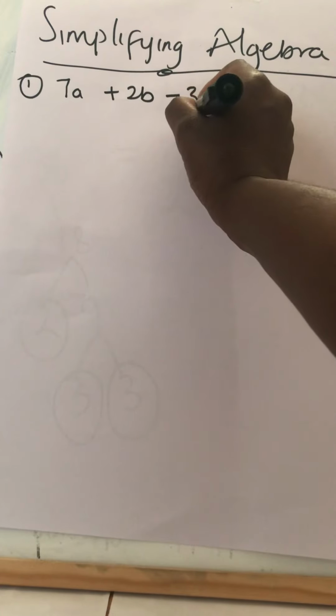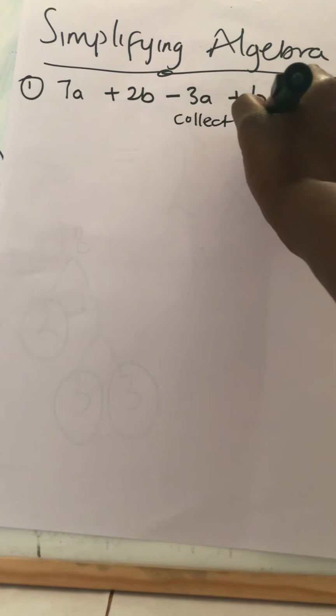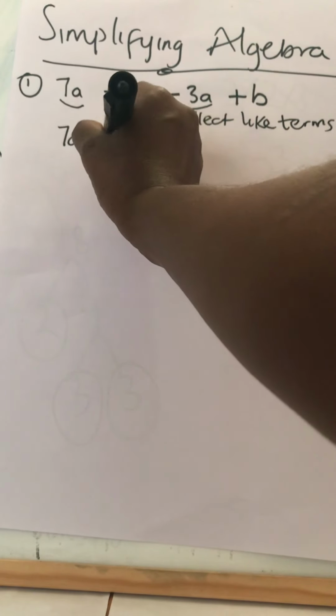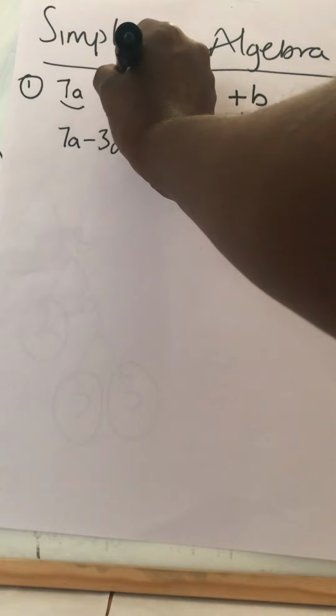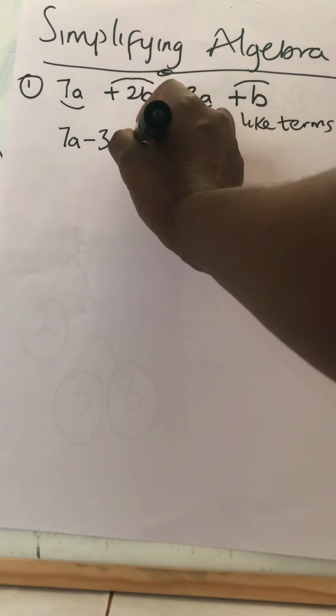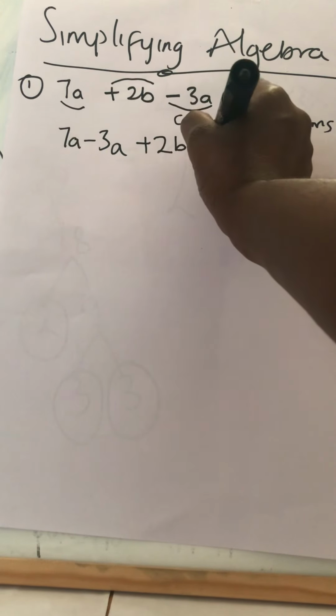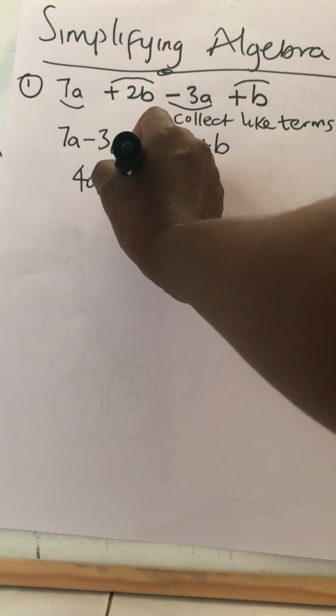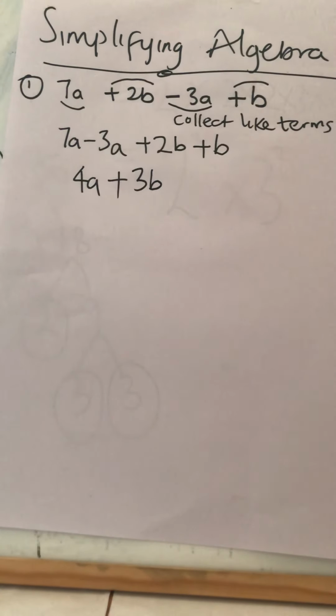Now let's do it. So collect like terms such that we do a and minus 3a. 7a minus 3a, then we collect the b term, which is plus 2b plus b. 7a minus 3a is 4a, plus 2b plus b is plus 3b. We need to really take note of the sign here, because if we do make a mistake with the sign, then our answer will be wrong.